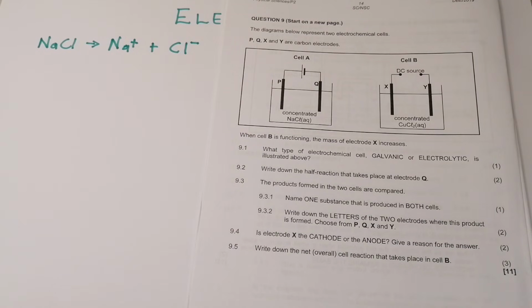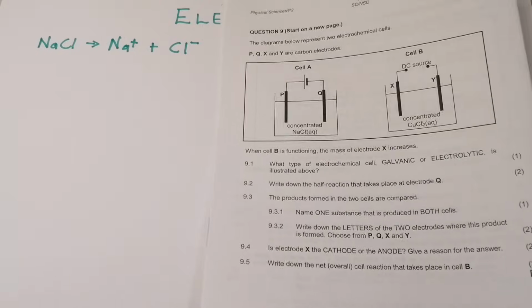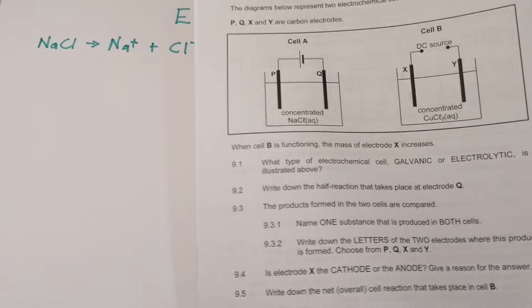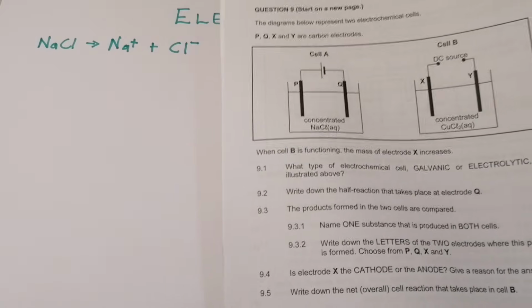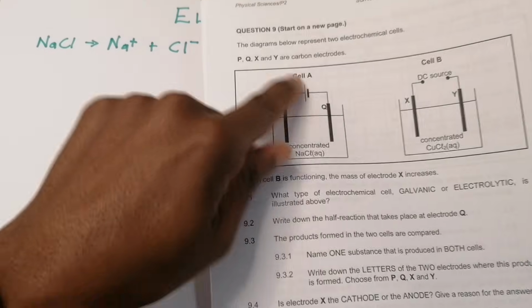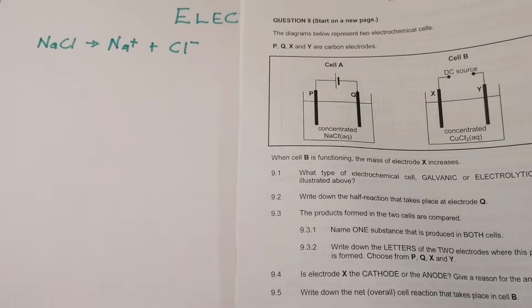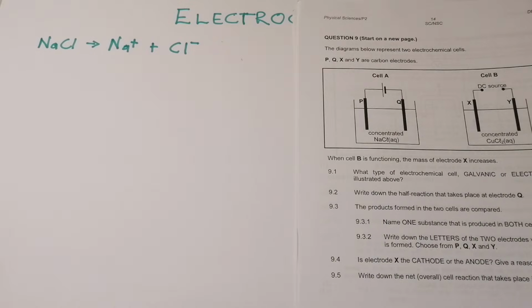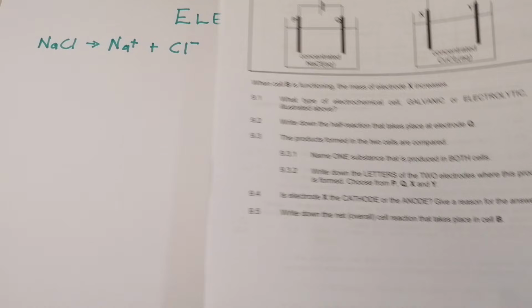Now let's see the questions that follow. They say, what type of electrochemical cell, galvanic or electrolytic, is illustrated above? Of course, we know by now that this would be the electrolytic cell. Remember that the galvanic cell is the one that converts chemical energy into electrical energy. Here, we've got a cell that is driving a non-spontaneous reaction, and therefore this would be the electrolytic cell.